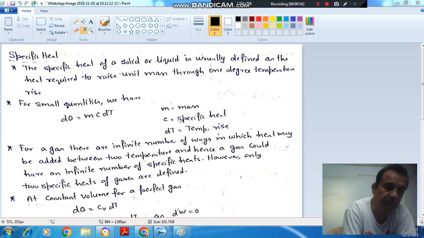So there can be many specific heats. There are an infinite number of specific heats depending on the process we choose. But here we will consider only two types of specific heat: one at constant volume and the other at constant pressure.